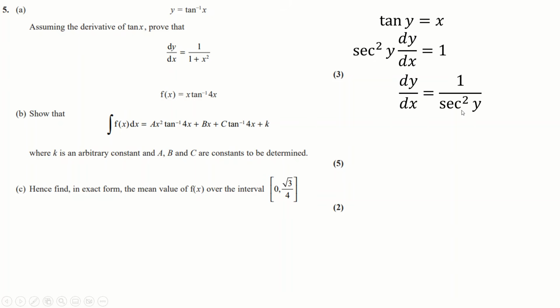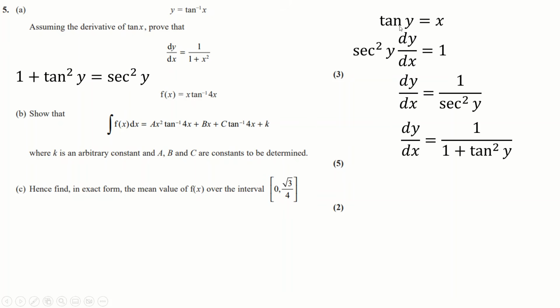Sec squared, according to a formula that's, I think, in the formula book, otherwise you should probably just know, is this. So you put that in, and then tan squared of y is just x squared. So it's just 1 over 1 plus x squared. Good, so that's nice, easy, 3 marks.